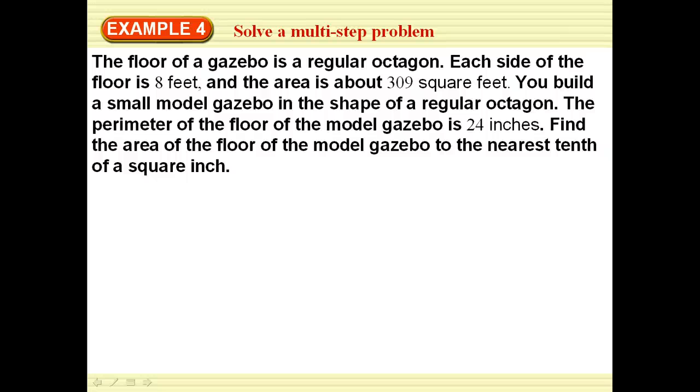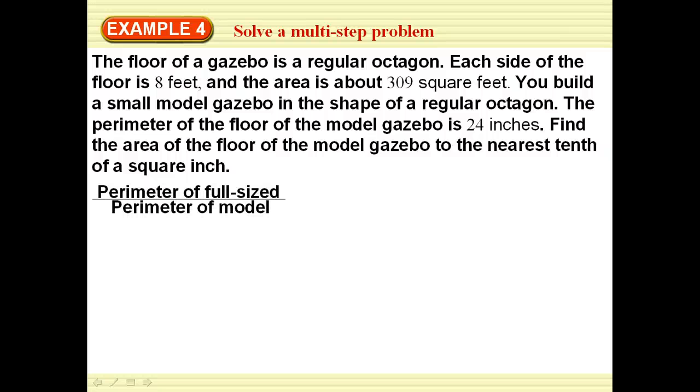The floor of a gazebo is a regular octagon, so we know an octagon has 8 sides. Each side of the floor is 8 feet long, and the area is 309 square feet. I want to build a little model of it. The perimeter of the floor of my model is 24 inches, so I want to know the area of the floor of that model to the nearest tenth of a square inch.